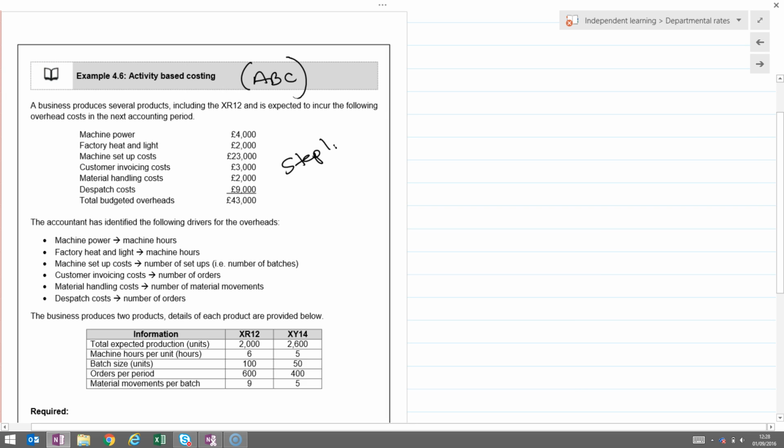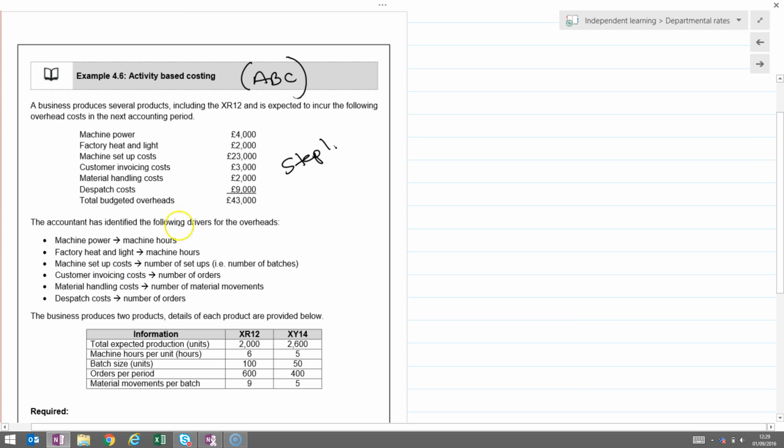Step two is to identify the major activities that take place in the business that cause the overhead costs. And that's been done for you here. So the accountant has identified the following drivers. So remember, the drivers are the activities that cause the costs. So the accountant is saying that the machine power cost is caused because of the number of machine hours that are worked. Factory heat and light is caused by machine hours.